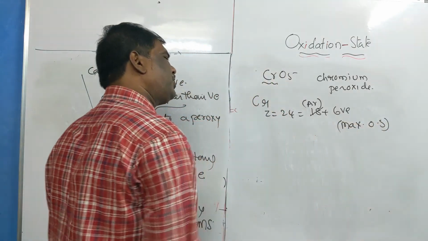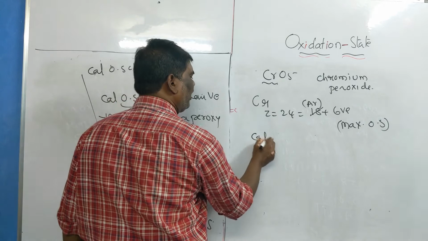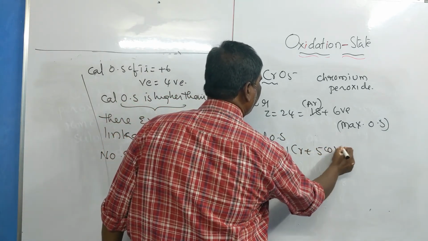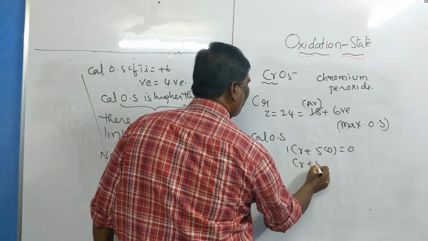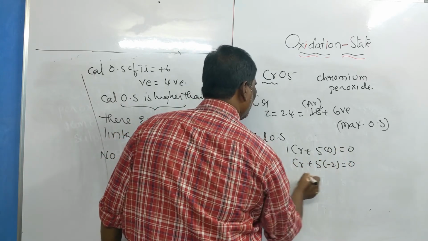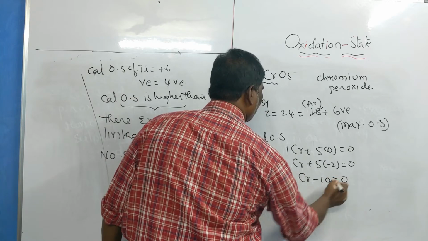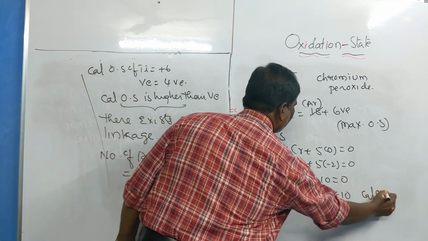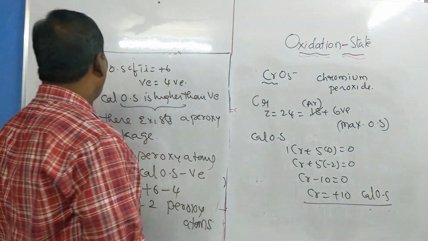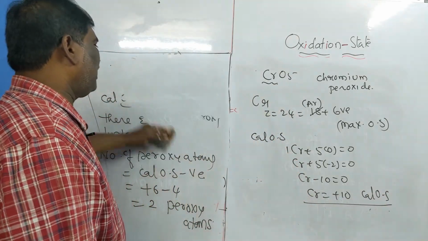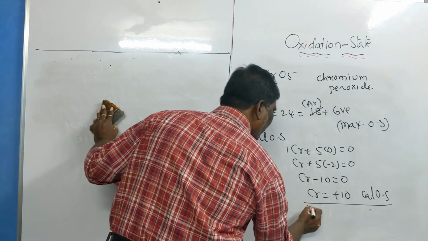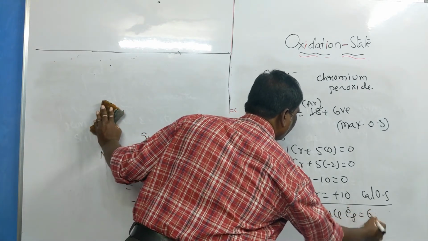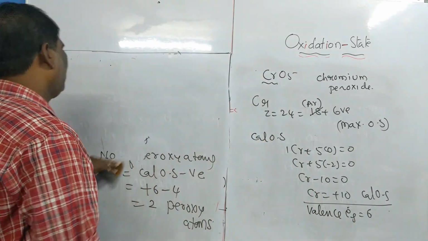But on calculation, what do we say? Now calculate the oxidation state. 1 chromium plus 5 oxygens equals 0. Chromium plus 5 into minus 2 equals 0. Chromium minus 10 equals 0. For chromium we are getting plus 10. This is the calculated oxidation state. But what about the valence electrons? Valence electrons are only 6. So what is your comment?